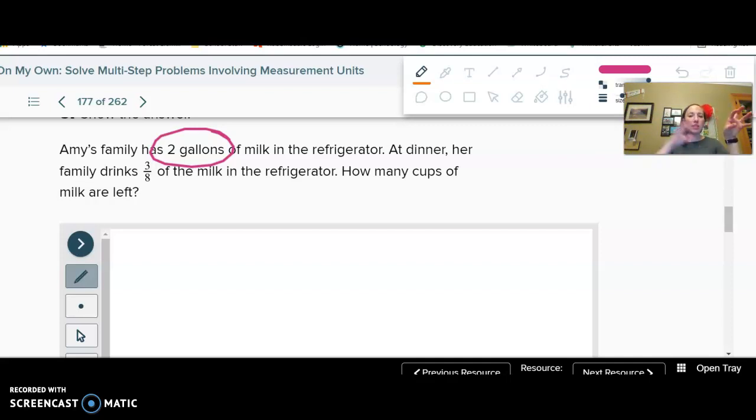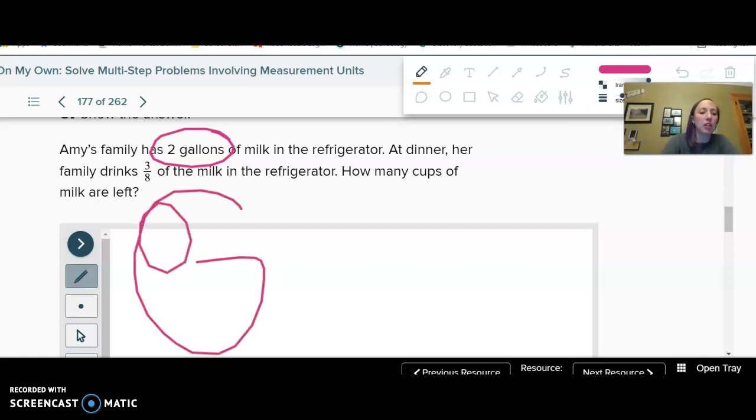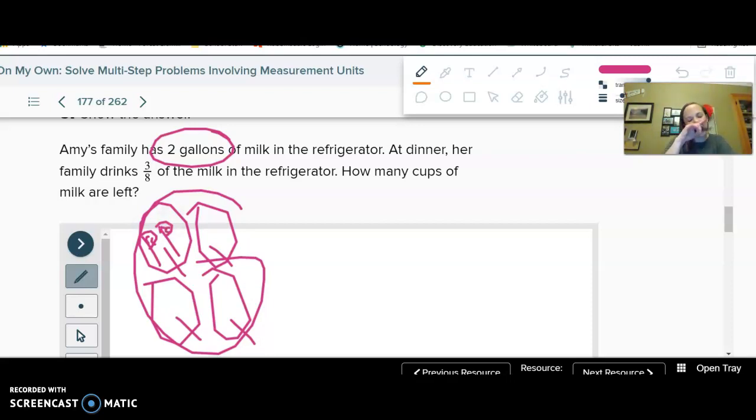Well, notice I have gallons and cups. Now, I could figure out 3/8 of 2, but that's going to be a weird fraction. So I think I'd rather change it to cups first, and then I can deal with the fraction part of it. So remember, if I think about my gallon, 4 quarts. In each quart, there's 2 pints. In each pint, there's 2 cups. So each quart is 4 cups.